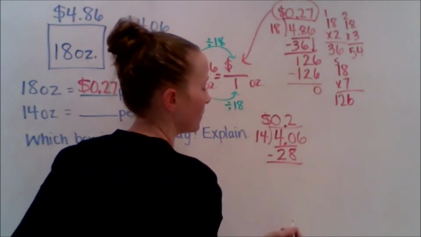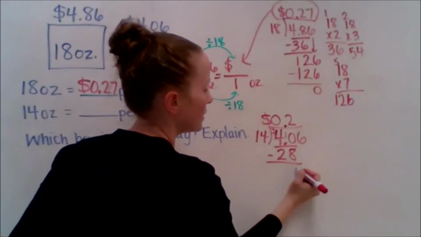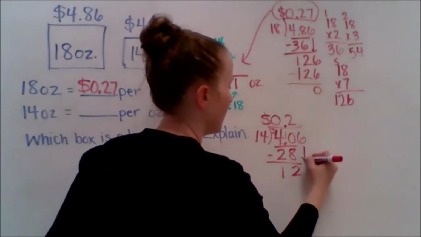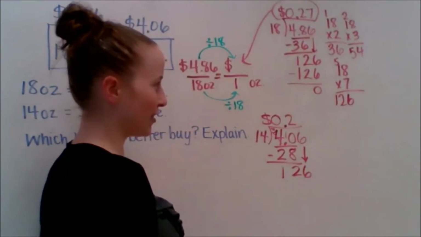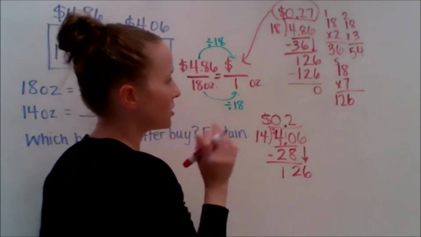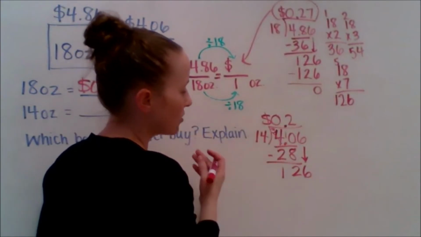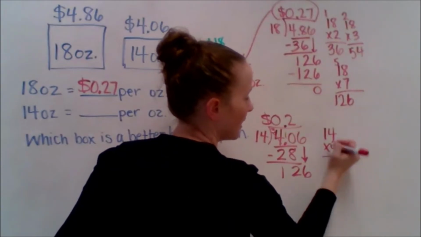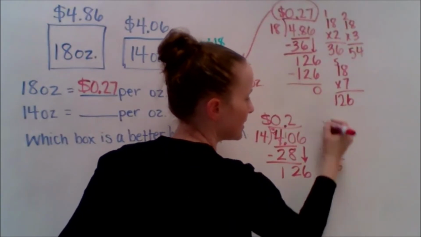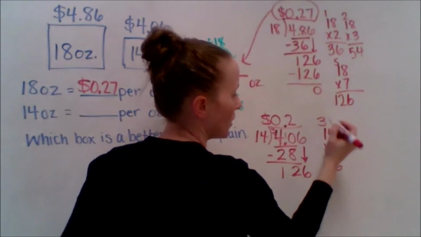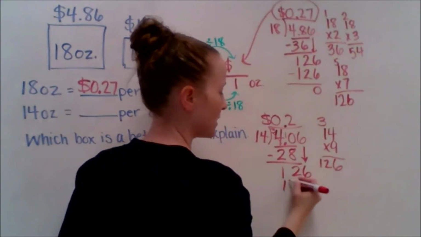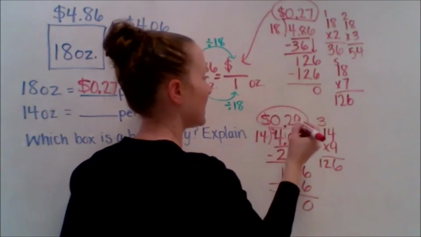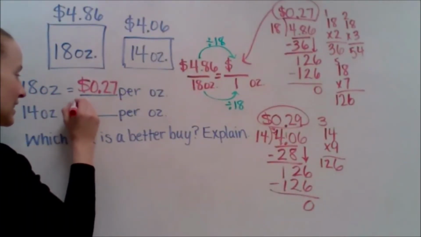28. Let's try it. We got some regrouping here. 10 minus 8 is 2, and 12. Yeah, that's as close as we could get. Oh, interesting. We've got 126 again. Well, let's see. It took 7 of them for the 18. Let's try something bigger, like a 9 maybe? 14 times 9. 9 times 4 is 36. 9 times 1 plus 3 is 12. Oh, perfect, 126. No leftovers, and it took me 9. So my answer for this one is 29 cents.